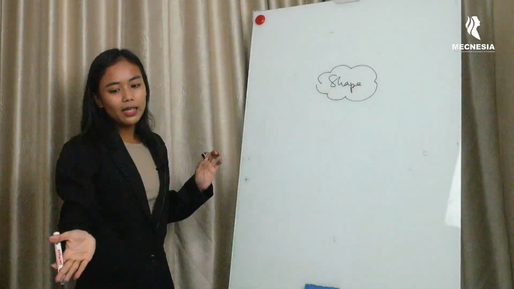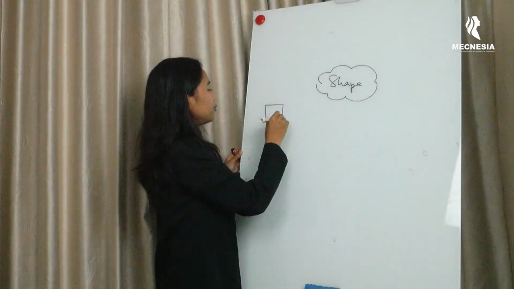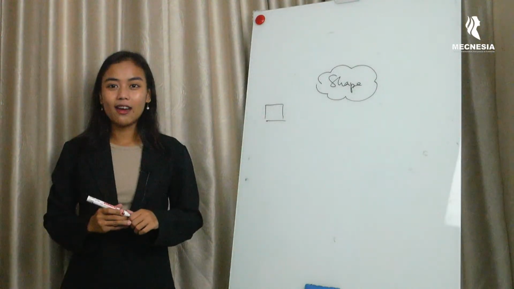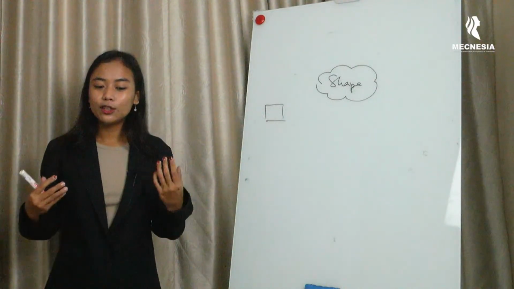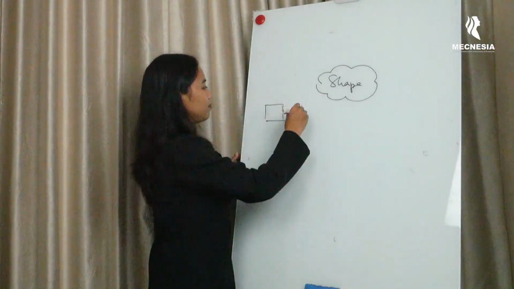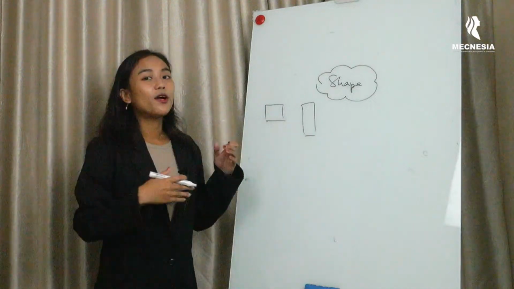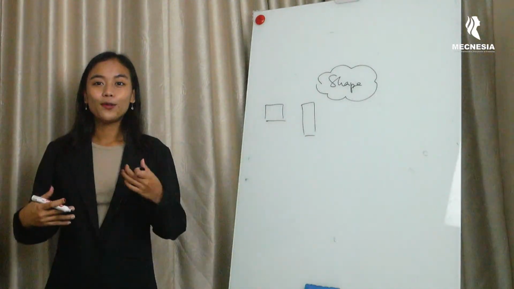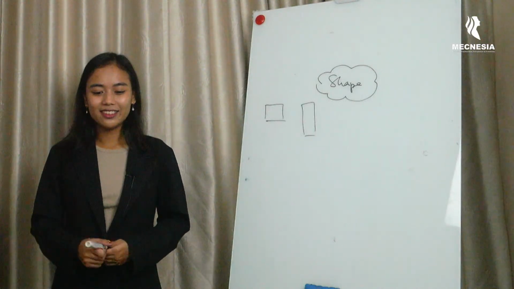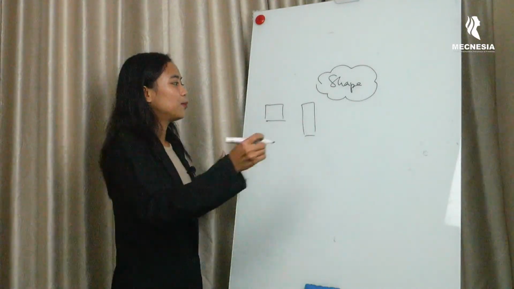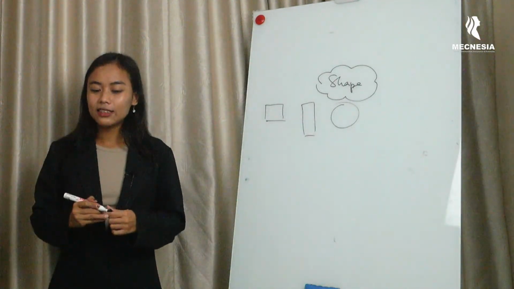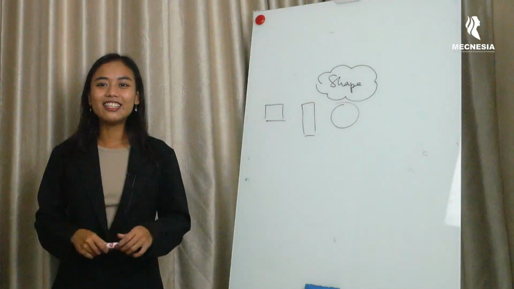The first we have kotak. In English is square. Let's pronounce it. Square. The next one is persegi panjang. Persegi panjang is rectangle. Let's say it together. Rectangle. And the next one is bundar. Circle. Let's say it together.